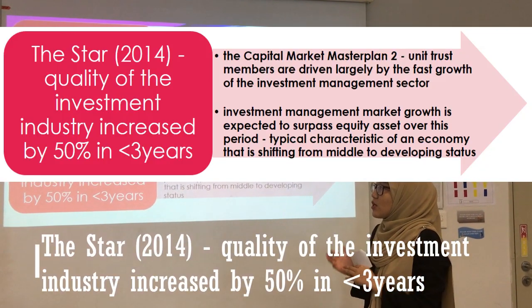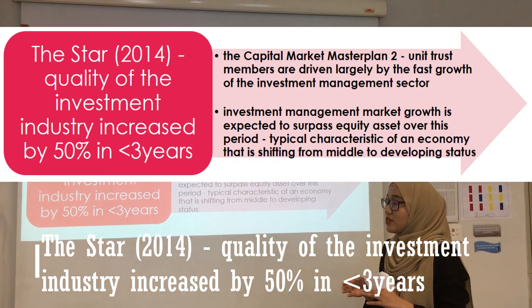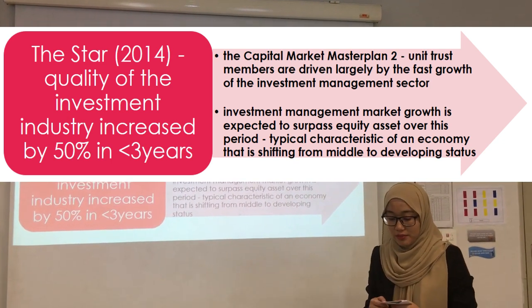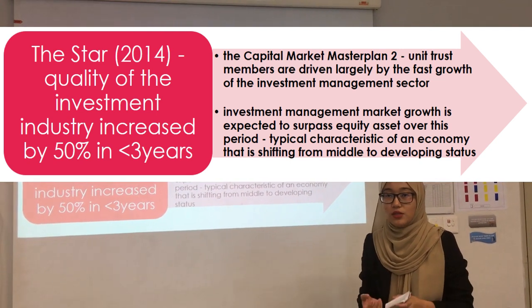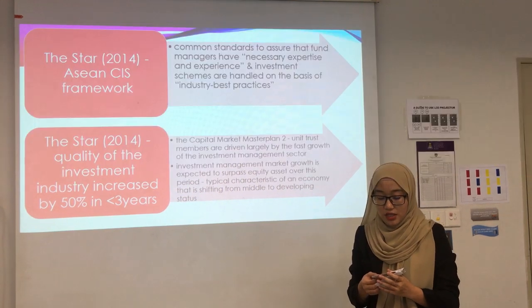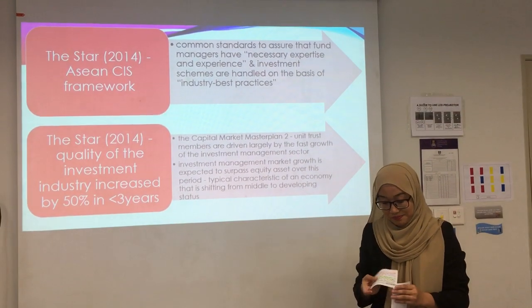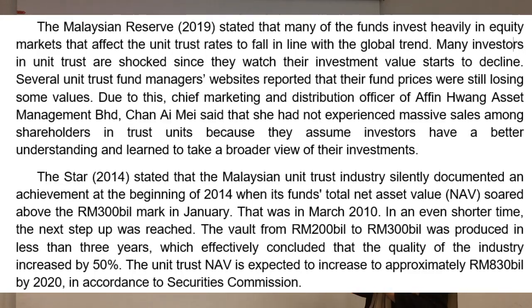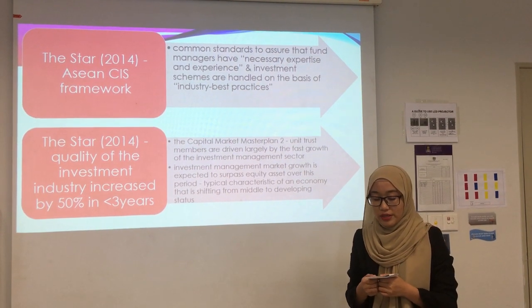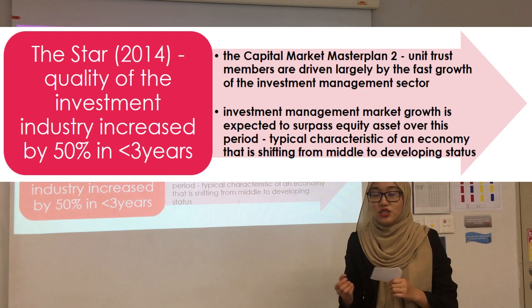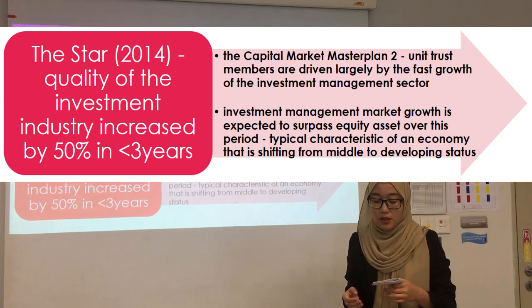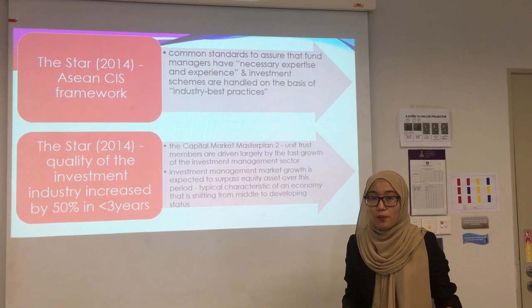The next one is by the STAR 2014, which is more about the quality of the investment industry having increased by 50% in less than 3 years. The increase is due to the Capital Market Master Plan 2, where the Securities Commission mentions that unit trust numbers are driven largely by the fast growth of the investment sector. Also, the increasing quality of the investment industry is because investment management market growth is expected to surpass equity assets over this period. It is a common thing because it is a typical characteristic of an economy that is shifting from middle to developing standards. It happened because unit trust companies in the capital market are becoming more powerful in the market.